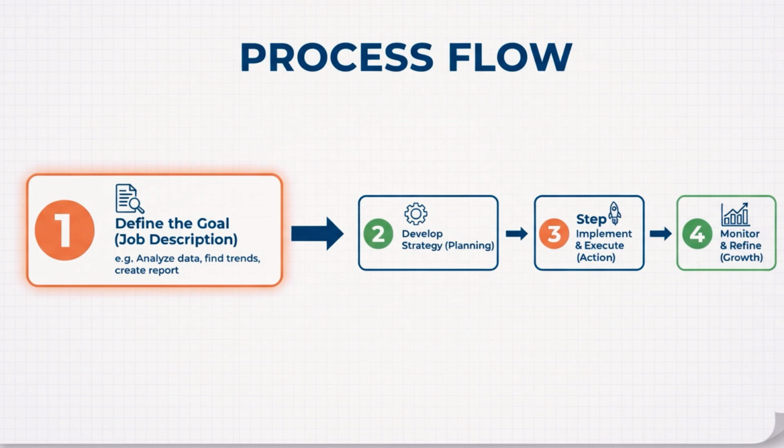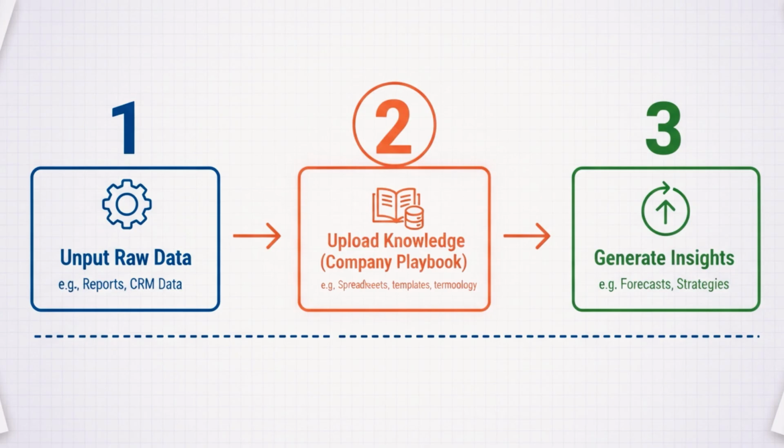First, you give your new hire a clear job description. In the GPT editor, you define its goal. Analyze this raw sales data, identify the top 3 trends, and create a summary report. Be specific. Second, you give it the company playbook. In the configuration tab, you upload your knowledge. This could be example spreadsheets, report templates you like, or documents that define your business's terminology. You're giving it context, so it doesn't just give you generic answers, it gives you your answers.